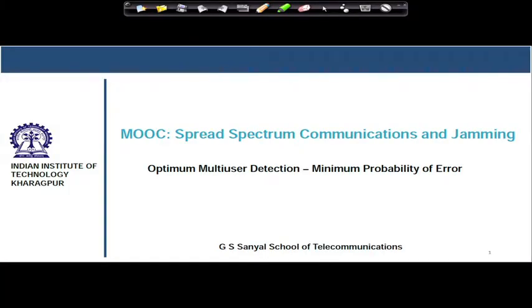Hello students, in this module our target is to derive the expression for probability of error for the optimal multi-user detection. This is in continuation of the last two modules, where we have discussed and understood the concept of the optimal multi-user detection mechanism, and we have also seen the receiver architecture, how the optimum detector is devised and how it is working.